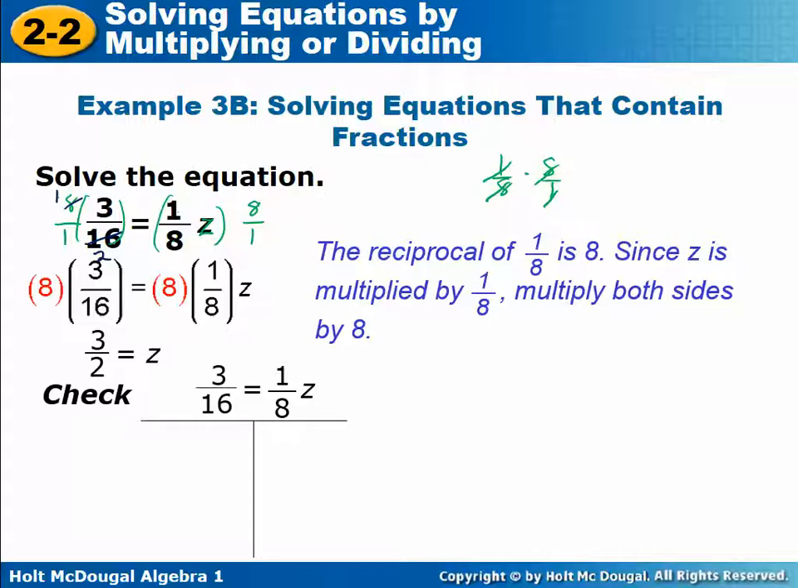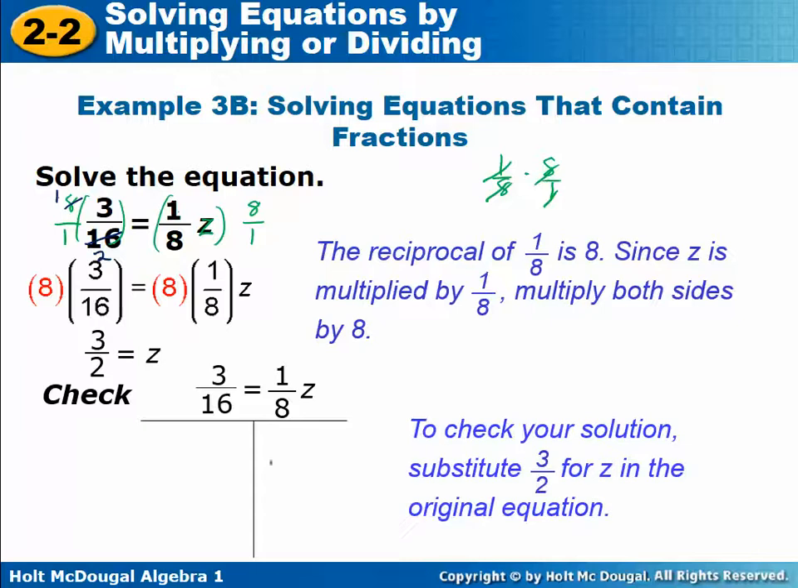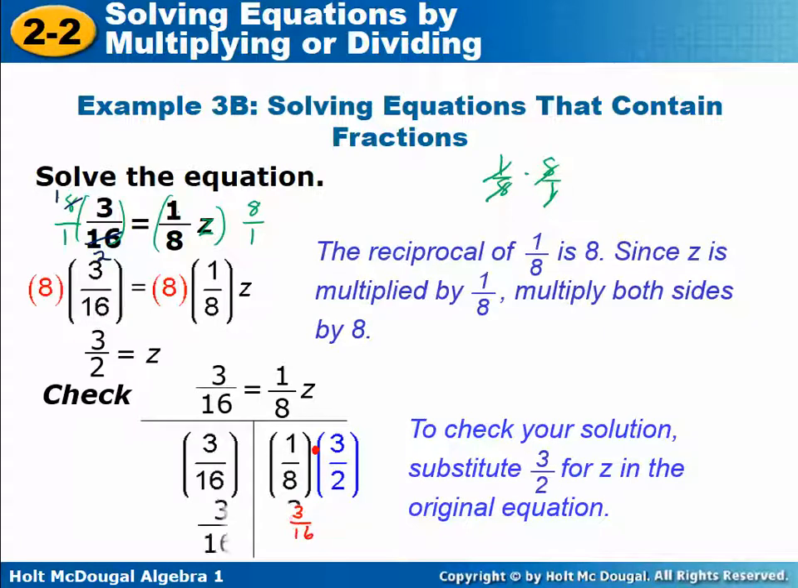our answer of 3/2. This is a little bit trickier to check as well. We're going to have to multiply these fractions and see if we get 3/16. I guess this isn't tricky. When you multiply fractions, you just multiply the two numbers on top, and then you multiply the two numbers on the bottom. So we get 3/16 equals 3/16, so it checks and it's all good.